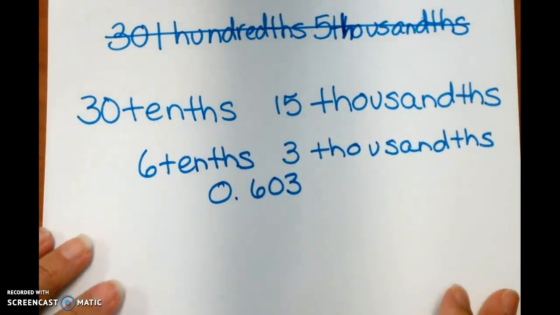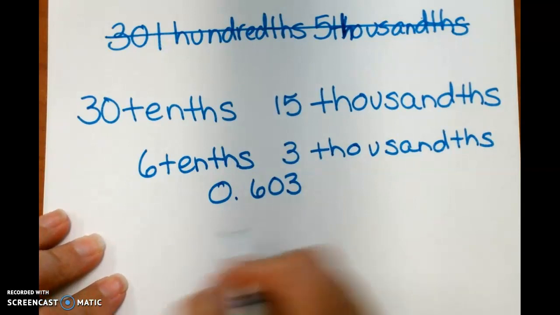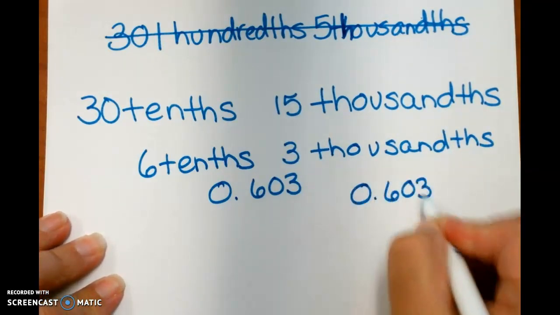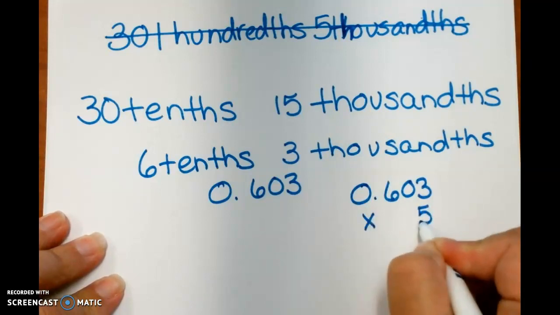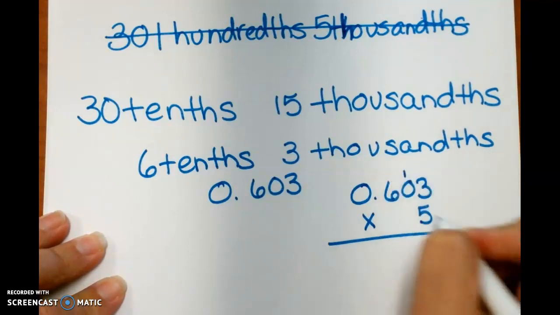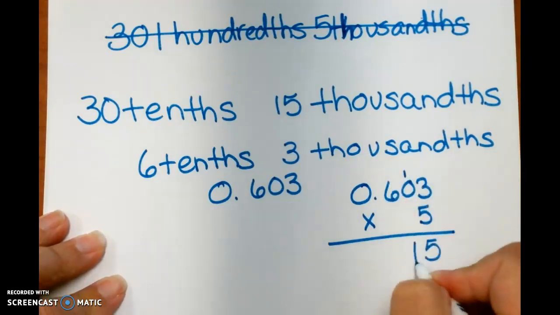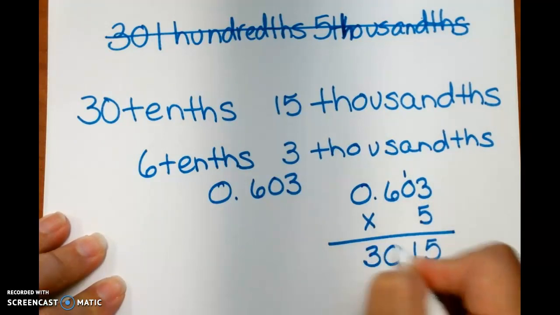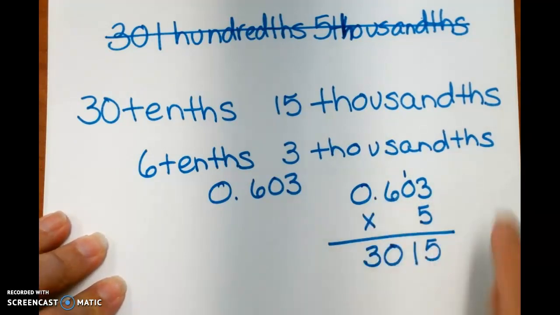Okay, now how do I check a division problem? By multiplying. So let's see if this works. I have 603 thousandths times 5. 3 times 5 is 15. I'm going to regroup. 5 times 0 is 0 plus 1 is 1. And 5 times 6 is 30. Now remember, I had 603 thousandths, so my decimal point is going to go right there.